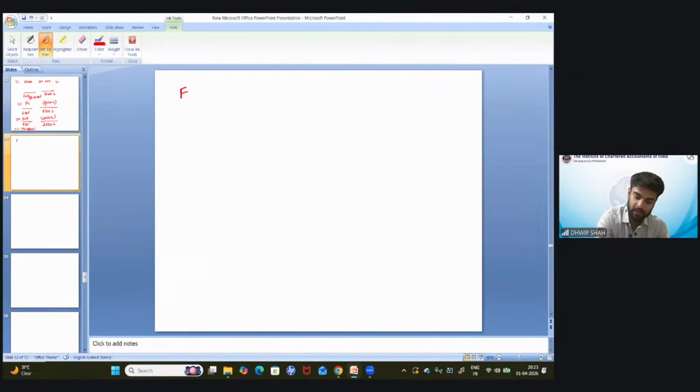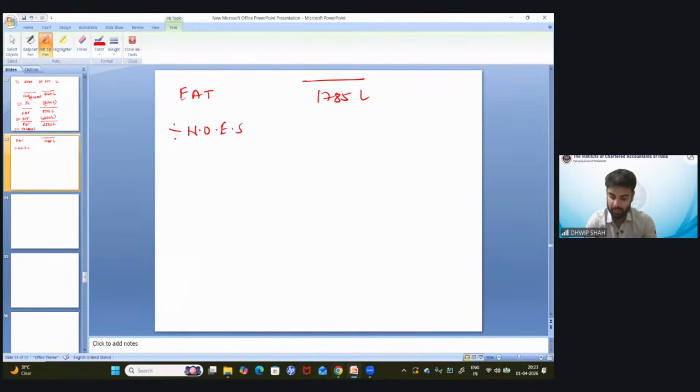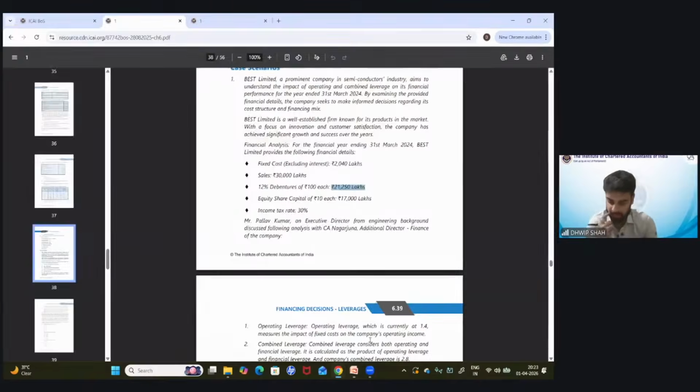1785 lakh is my EAT. Divide by, since there is no preference dividend, earnings after tax will be my earnings for equity. Divide by number of equity shares. 17,000 lakh is share capital. One share is 10 each.